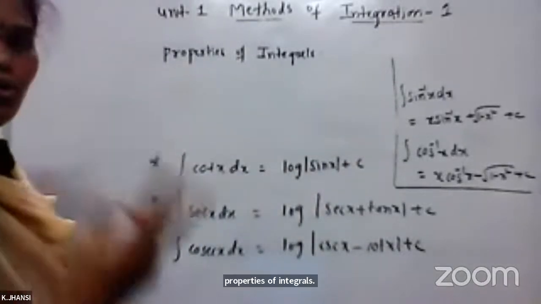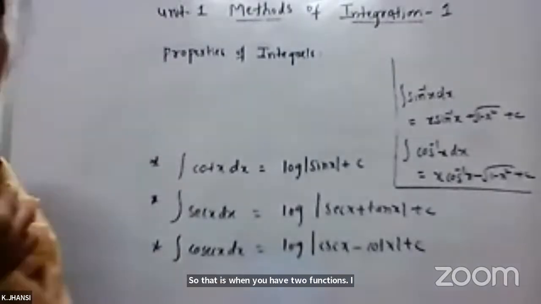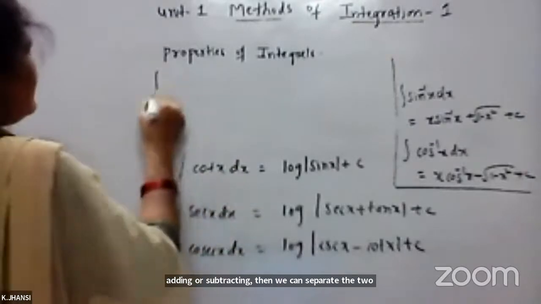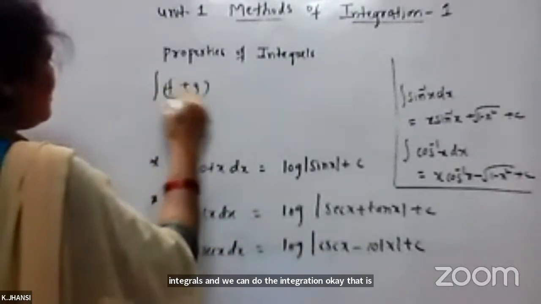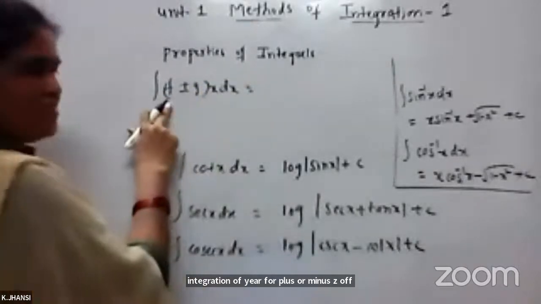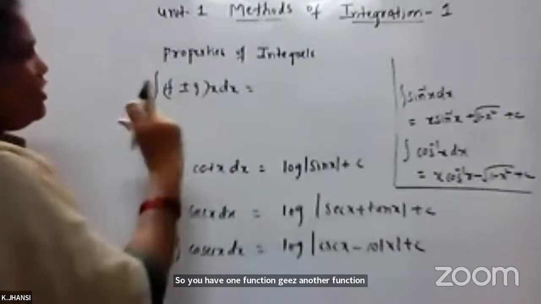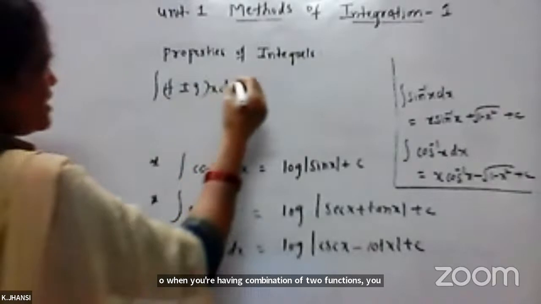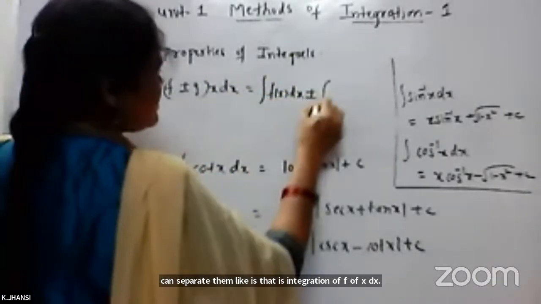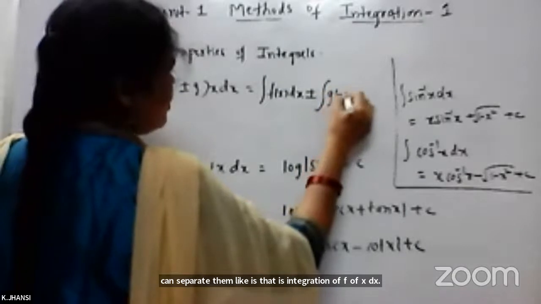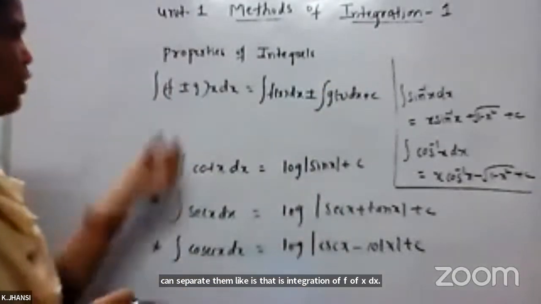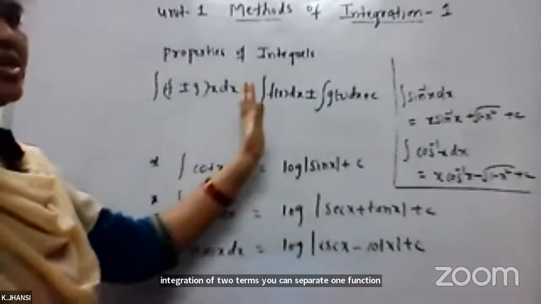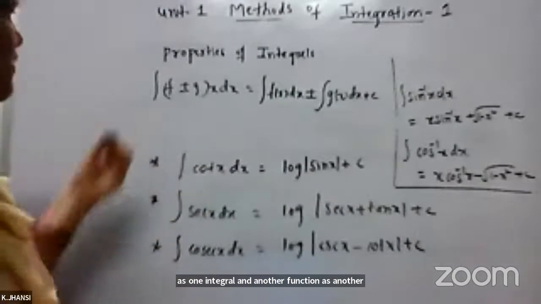So that is when you have two functions, either we are adding or subtracting, then we can separate the two integrals and do the integration. That is integration of f plus or minus g of x into dx. So f is one function, g is another function. So when you have a combination of two functions, you can separate them like this. That is integration of f of x dx plus or minus integration of g of x dx plus c. So when you are doing the integration of two terms, you can separate one function as one integral and another function as another integral. Okay, this is the first property.